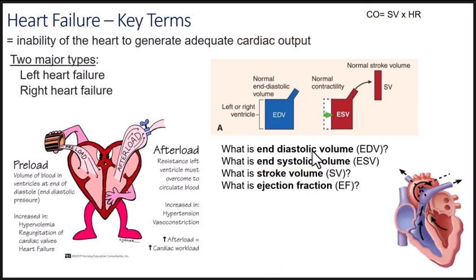Now I'm going to describe two terms, end diastolic volume and end systolic volume. Let's break up these words to understand what they mean, which can help you understand the concept. Volume is referring to the volume of blood in the ventricle. Diastolic refers to the filling phase. Systolic refers to the contraction phase. So the diastolic volume is referring to the volume in the ventricles when it's filling. And so end diastolic volume is at the end of the filling phase, how much blood is in the ventricle.